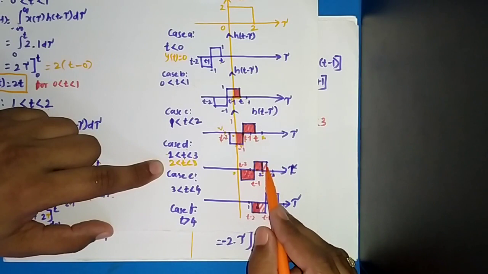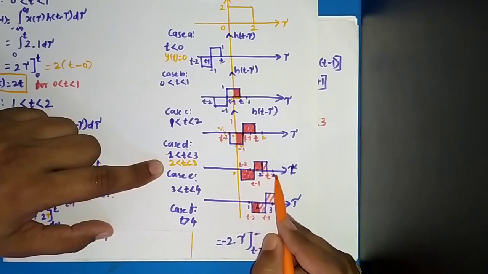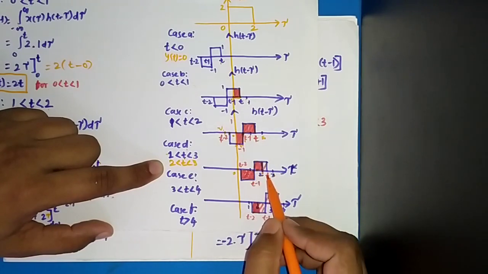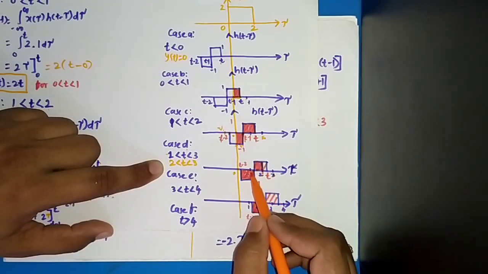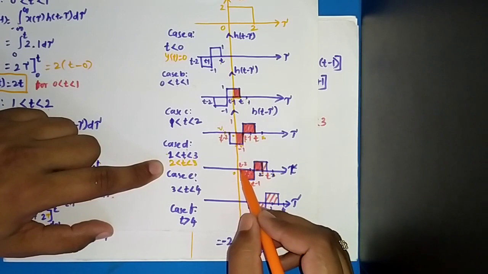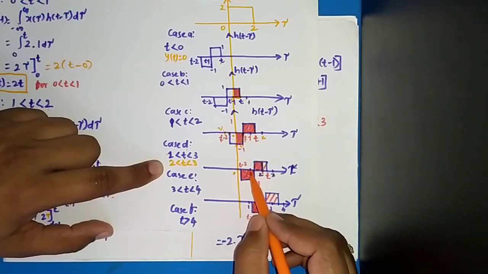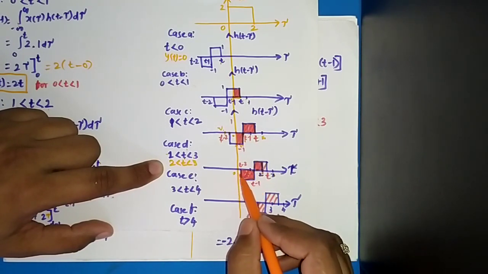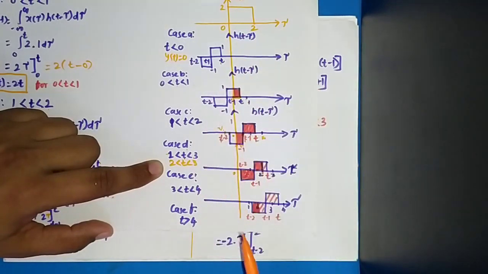So your t is there in between 2 and 3, okay, in between 2 and 3. Now if t is here, t minus 1 will be in between 1 and 2, and t minus 2 will be in between 0 and 1, okay. So now we will see the overlapping regions.